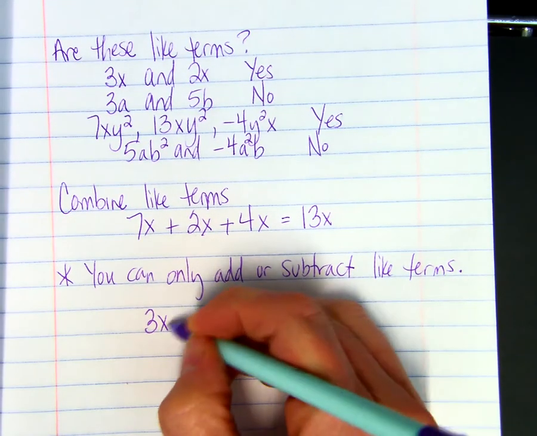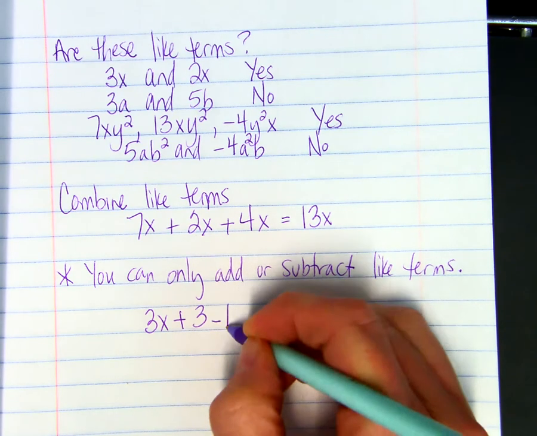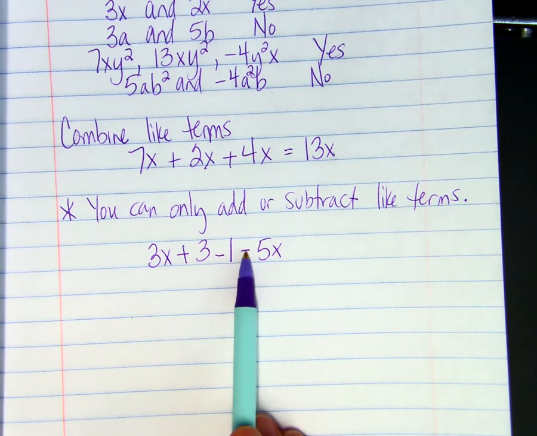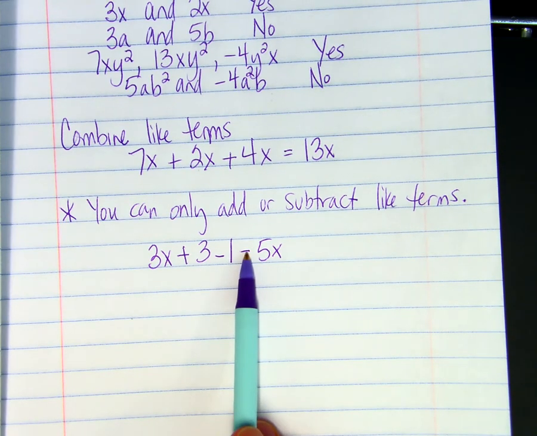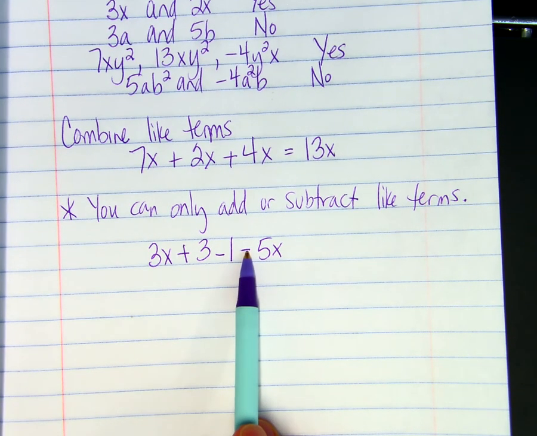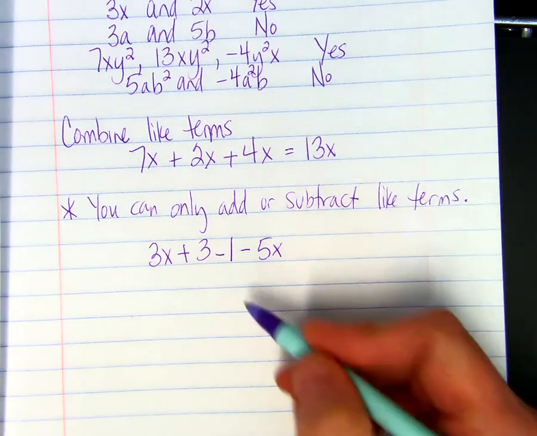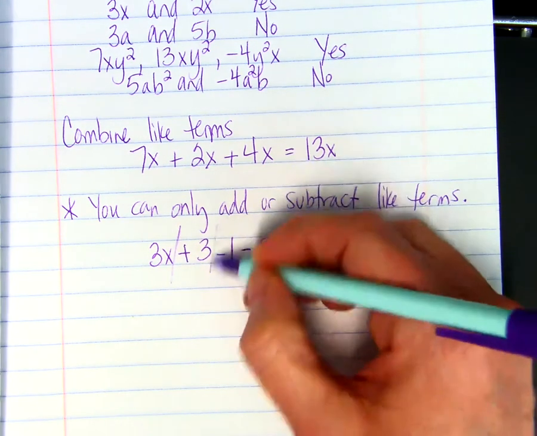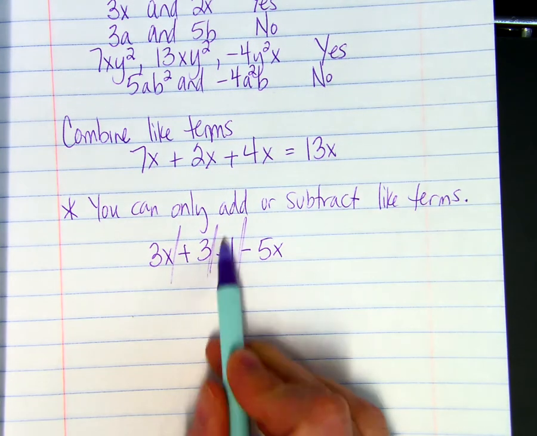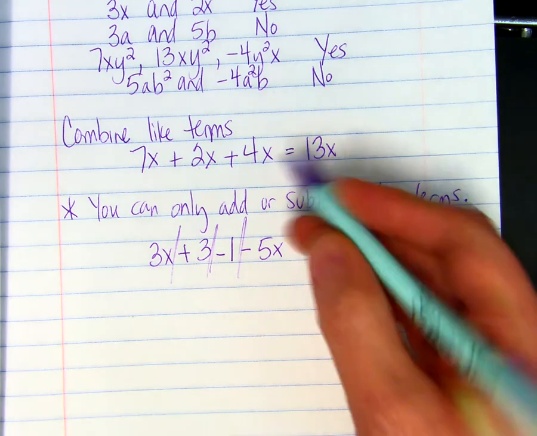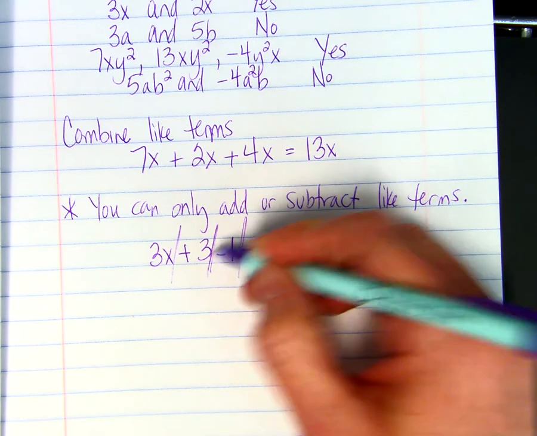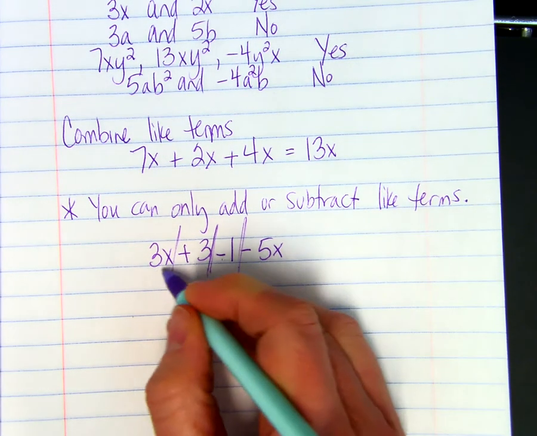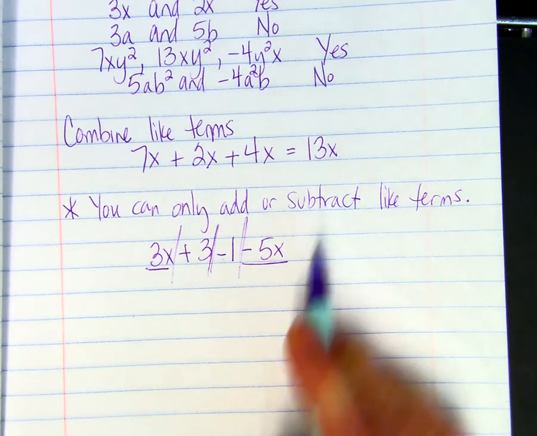So here's an example. 3x plus 3 minus 1 minus 5x. Now when I see a minus sign, I think of owing, like how we owed some pigs. So I use the word owe in front of it. I separate my terms. Remember that the sign in front of it is part of the term. So I like to separate them, draw a line right after the number part so that they have the sign with them. I have a 3x and a negative 5x.